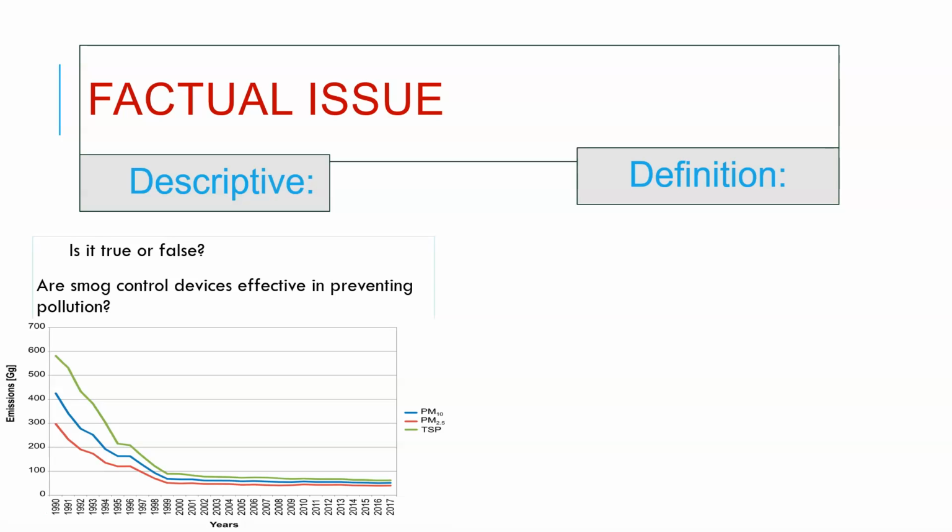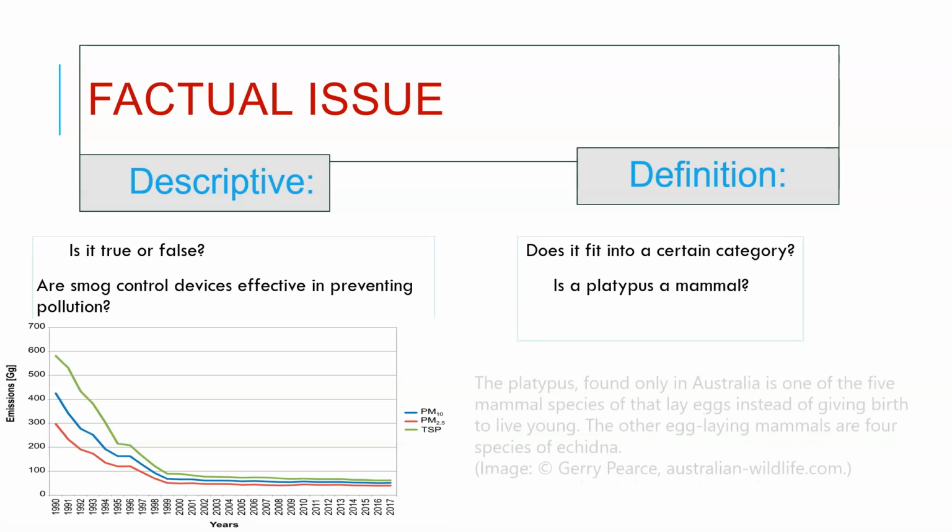Well, we use a lot of statistics and graphics on here. Here we have this emissions test, and boom, we have all the reduction in pollution. They also have to do with definitions. So besides asking if it's true or false, they might also ask you, does it fit in a certain category? For example, earlier I showed you a picture of a platypus. And then the issue is, is a platypus a mammal? Well, it has to fit in a certain category for it to be true or false, or yes or no.